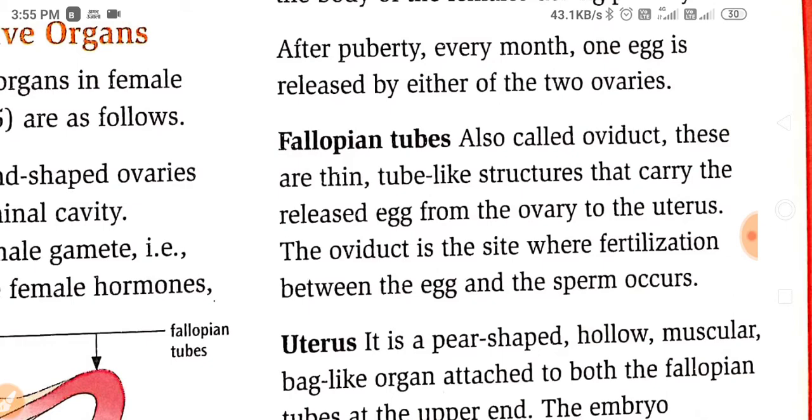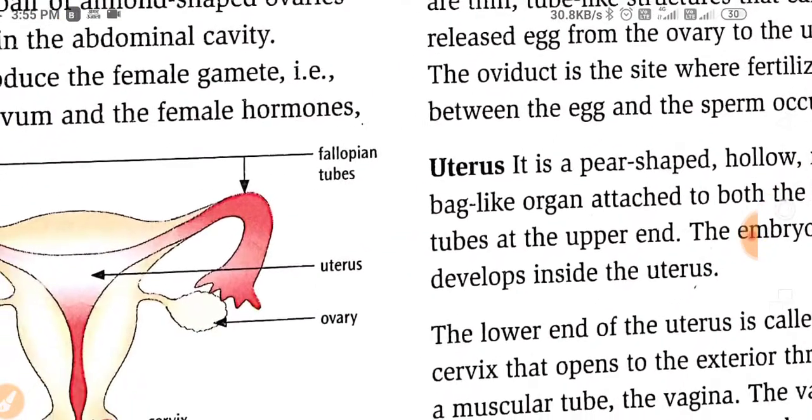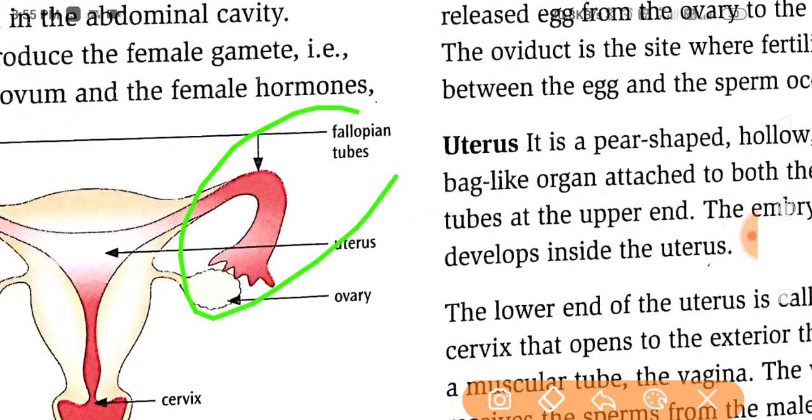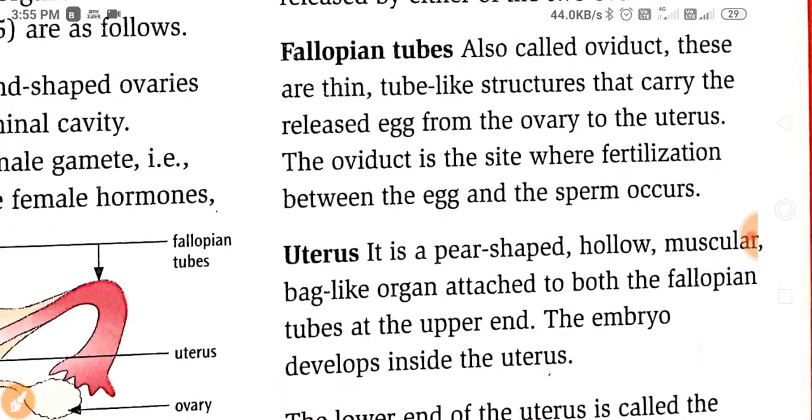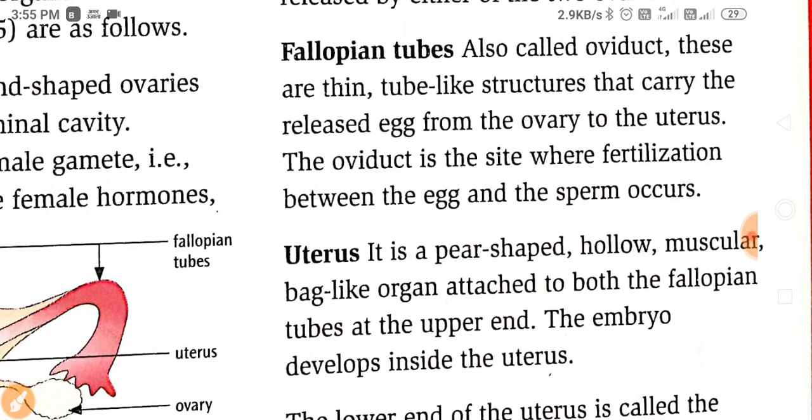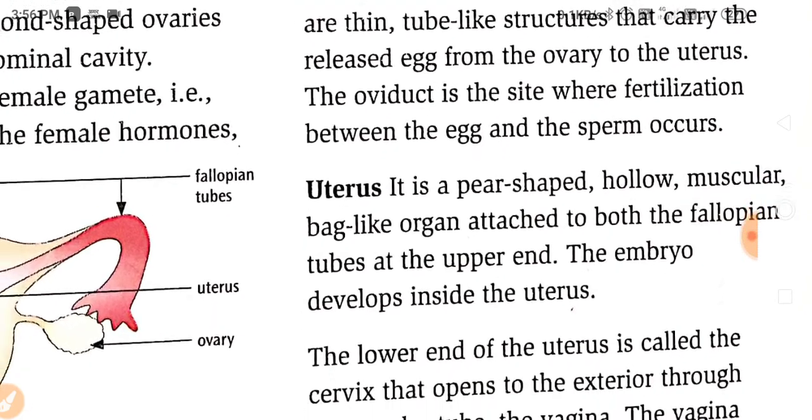Fallopian tubes. Next part is the fallopian tubes, as you have seen in this structure. This is the fallopian tube, also called oviduct. These are thin tube-like structures that carry the released egg from the ovary to the uterus. The oviduct is the site where fertilization between the egg and sperm occurs.